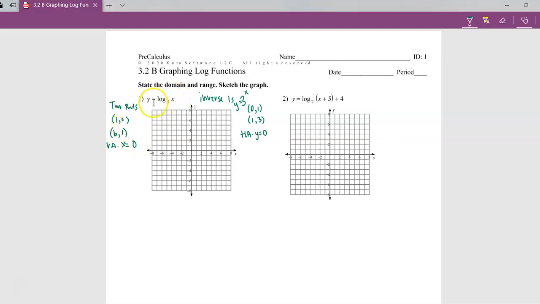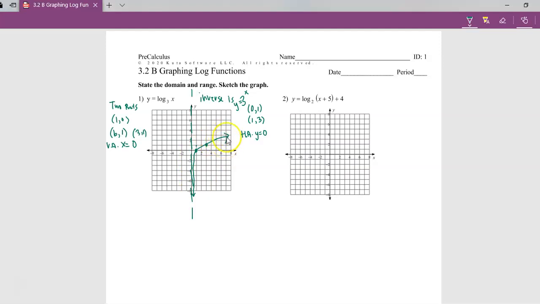Since this one right here, log base 3 of x, has no transformations, it will just have its vertical asymptote at 0. And then the two points (1, 0) and (base, 1), in our case (3, 1). Those two points will always be on the graph. This one is going to approach that asymptote going down, and then it's going to go over to the right.